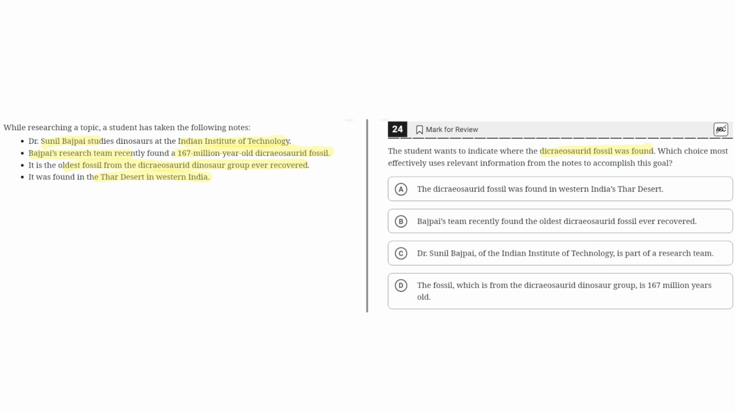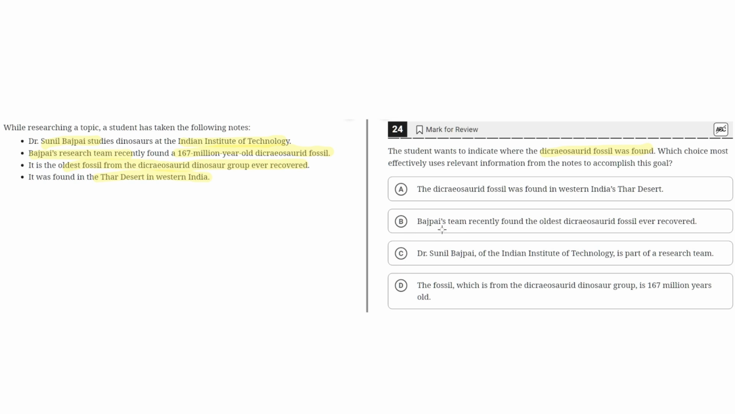So, from the text, it clearly states that the diacrosaurid fossil was found in the Thar Desert in western India. So, A. The diacrosaurid fossil was found in western India's Thar Desert. This seems to be the correct answer because this clearly highlights where the diacrosaurid fossil was found, which was in the Thar Desert in western India. So overall, A seems to be the correct answer.